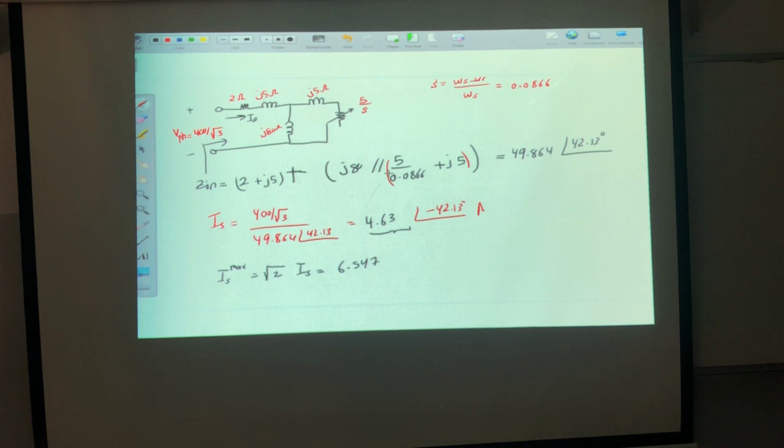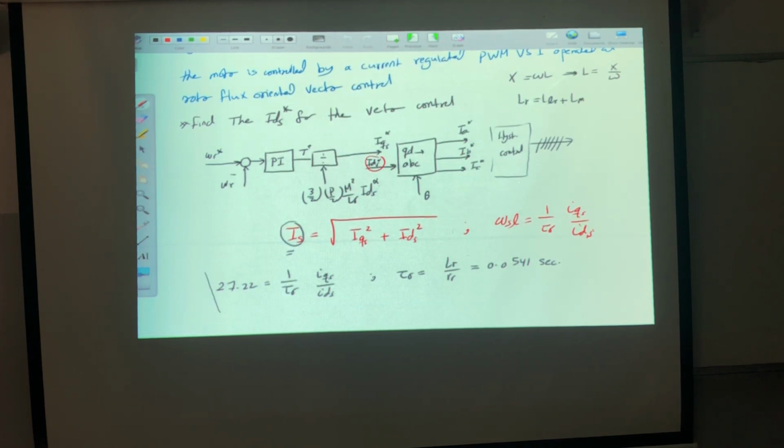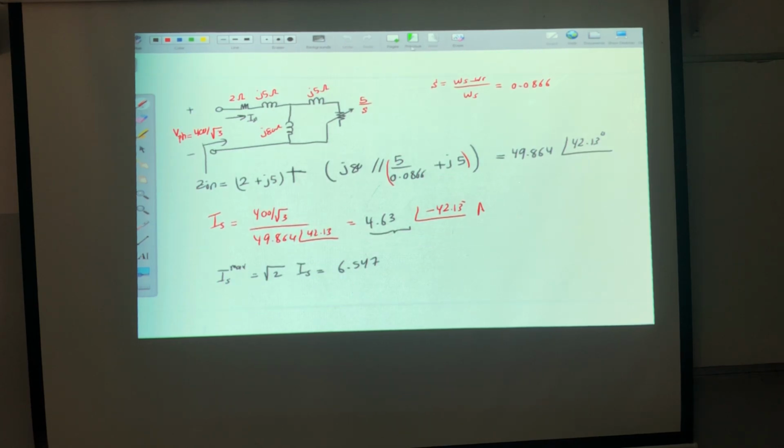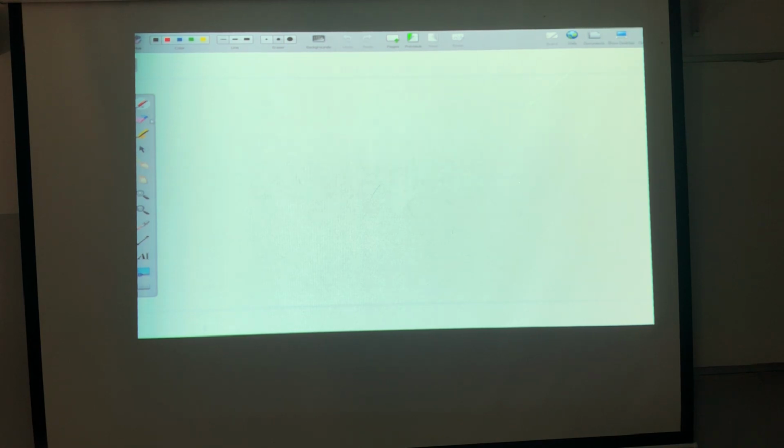Now let's see what equations we have. This is the first equation and this is the second equation. So let's write it here. The first one: IS was 6.547, which equals the square root of IQS squared plus IDS squared. The second one was omega slip, 7.226, equal to 1 over 0.0541 times IQS over IDS.